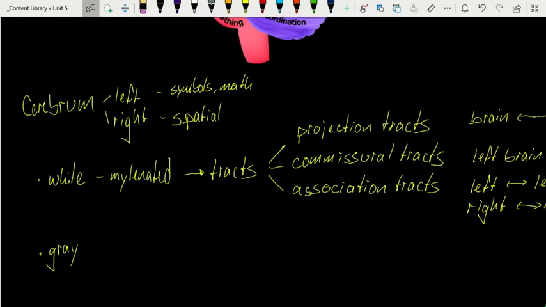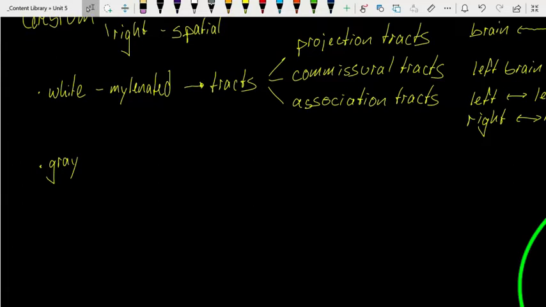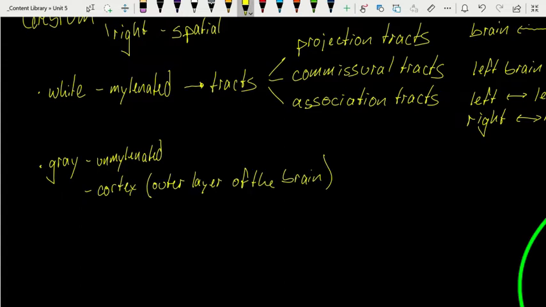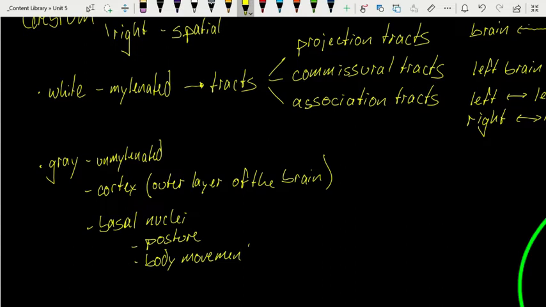All right, with that in mind, let's go now look at the gray matter. The gray matter is a little bit more interesting. This is unmyelinated. We're also going to make a division here. We're going to talk about the cortex. This is the outer layer of the brain. And we're going to throw in an introduction to the basal nuclei, some of my favorite structures. These are going to be involved in posture, body movement, execution of motor programs, that sort of thing.